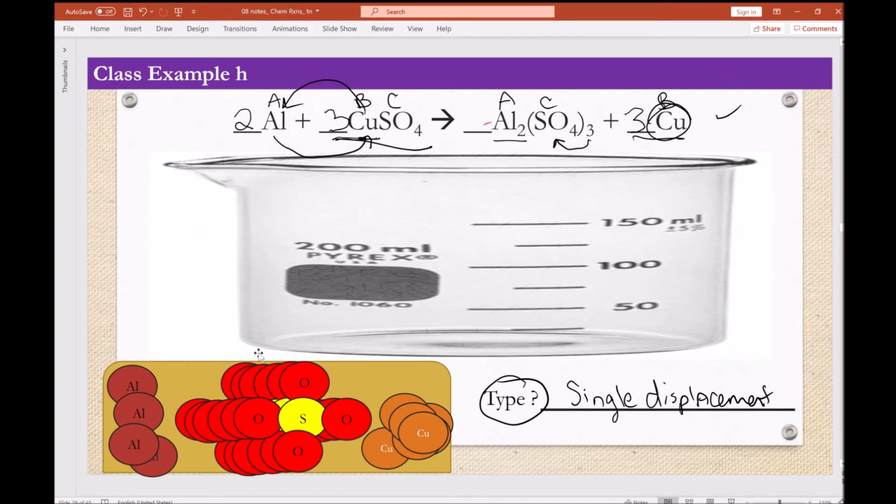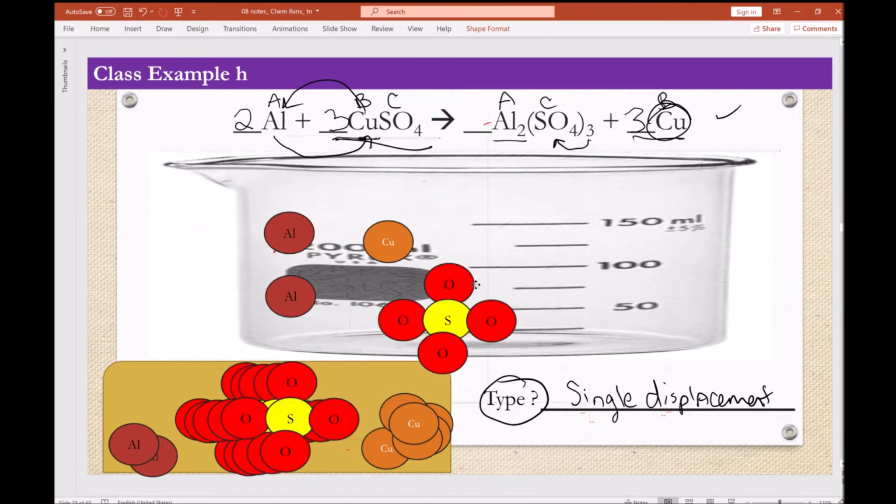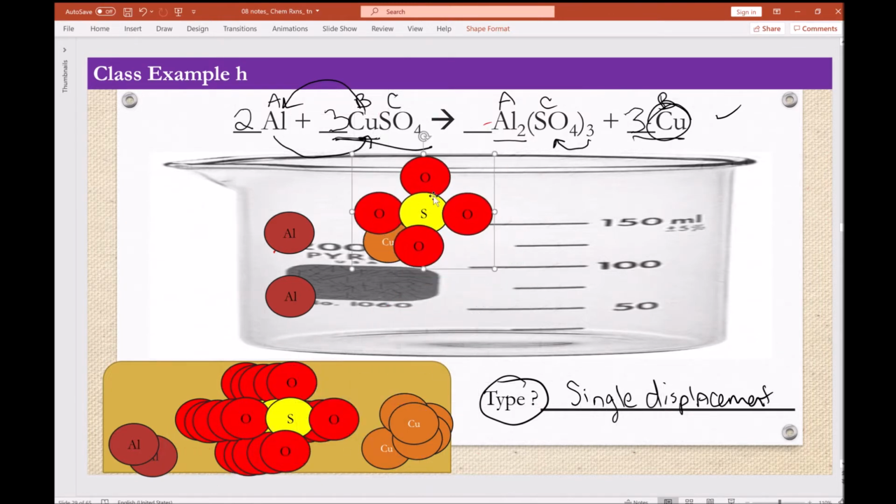All right, it's time to model. We're going to take 2 moles of aluminum. I'm going to need to right click and send this to the back. Okay. And these are individual, so don't connect them. Now for copper sulfate, I need 3 copper sulfate molecules. Here is copper, and here is sulfate, SO4. I'm just going to add them together there. They are bonded. I need 3 of them.